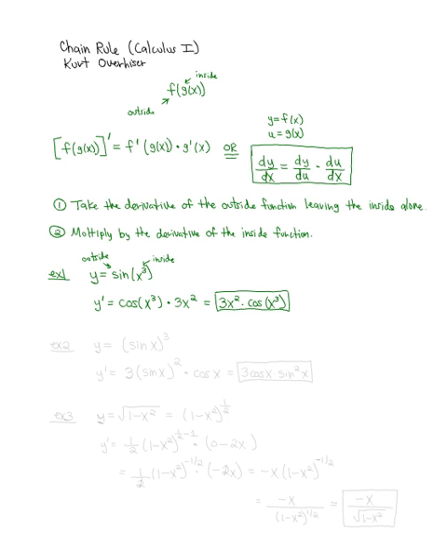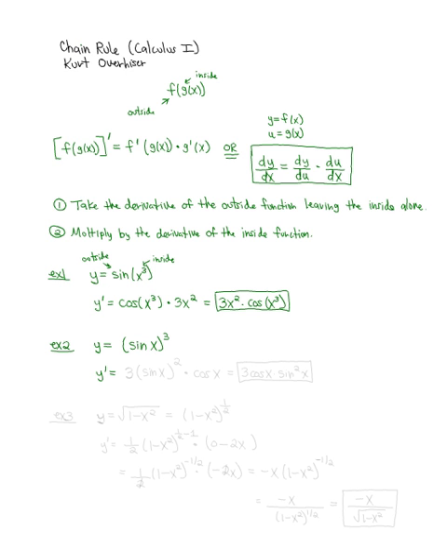Okay, on to example 2. With example 2, we're going to use the same functions, except we're going to switch the order of the composition. So instead of sine being the outside function, it's now going to be the inside function, and x cubed, which was the inside function, now becomes the outside function. So I want to take the derivative of the sine of x to the third power, or the sine of x cubed.